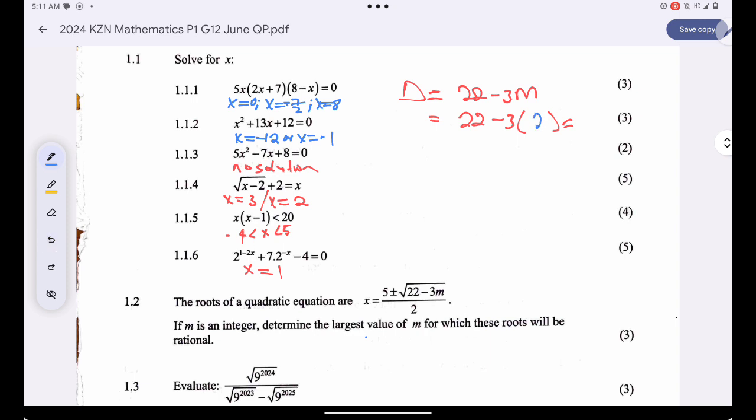So I need to try and substitute 2. Whenever I substitute 2, I'll get 22 minus 6, which will give me 16. 16 is a perfect square. Okay, so m can be 2. We just want to find the largest value of m, right? And then we must keep on doing the trial and error. If m is 3, what do we get? 22 minus 9, I will get 13. 13 is not a perfect square, so we move.